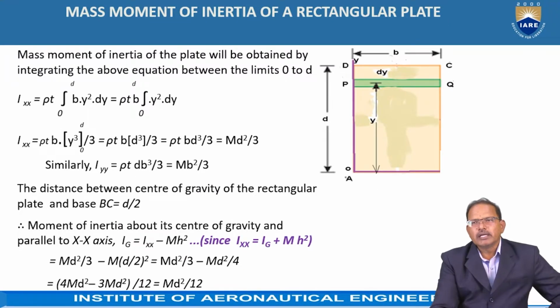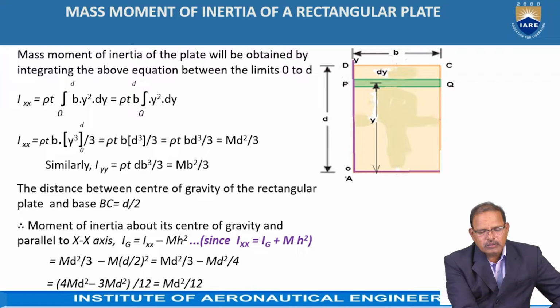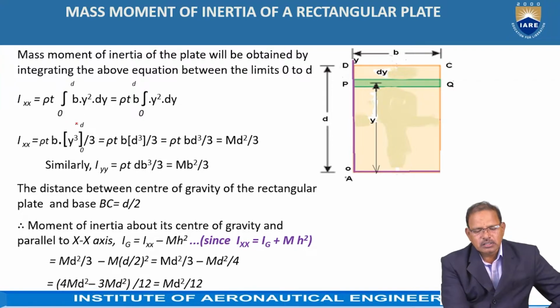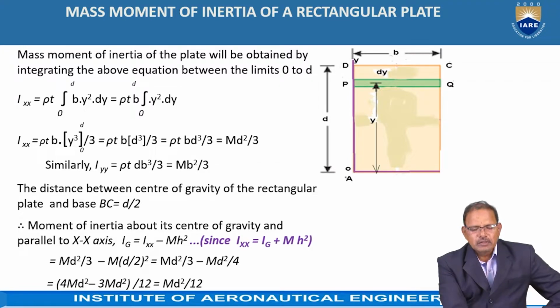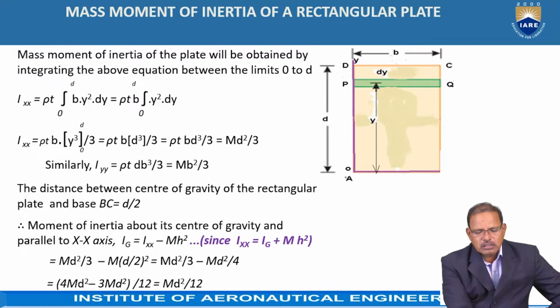Hence Ix is equal to, we can take rho t, which are constant now, out of the integral from 0 to d of y square dy, that is rho t b times the integral from 0 to d of y square dy. Again rho t b is constant, so the integration of y square dy is y cube by 3, and applying limits from 0 to d, the value is rho t b d cube by 3.